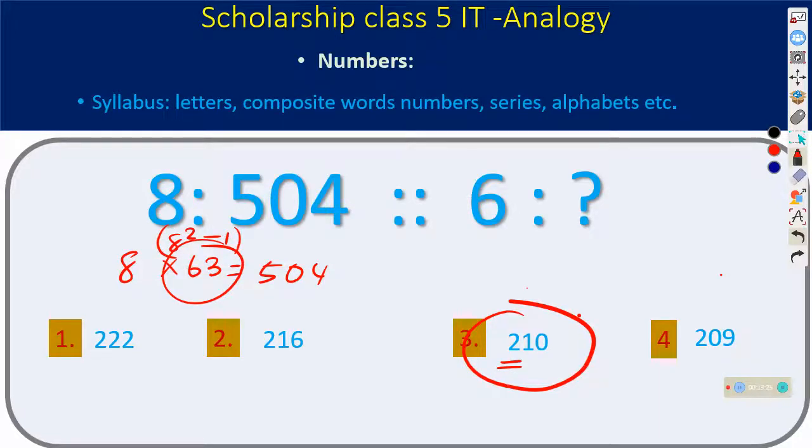So 8 into 8 square minus 1. So 6 into 6 square minus 1. That is 6 into 35. That is 210. That way the answer is, my dear students. Good. Mil gaya. We'll go to the next question.